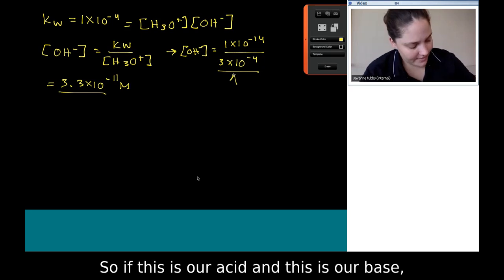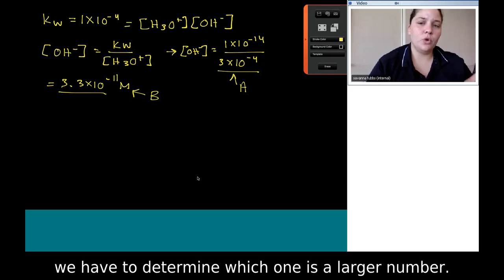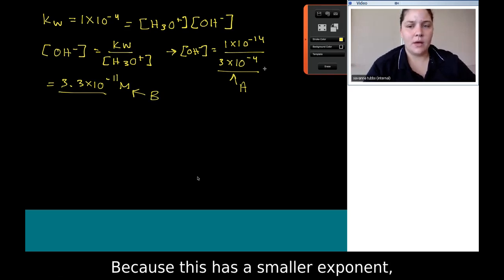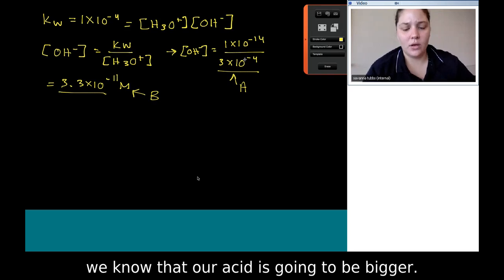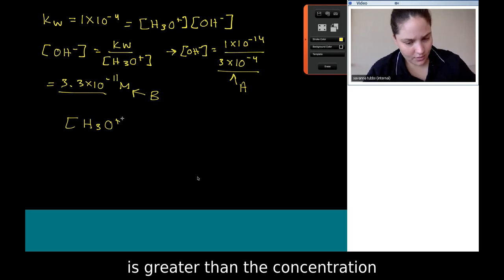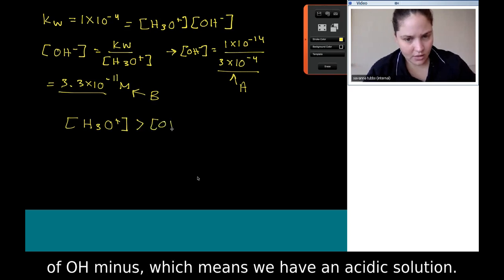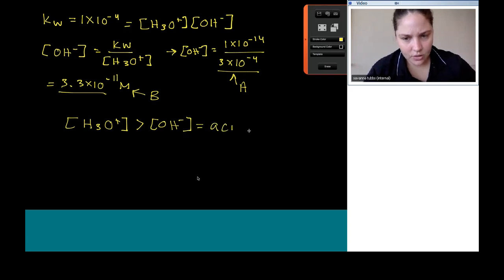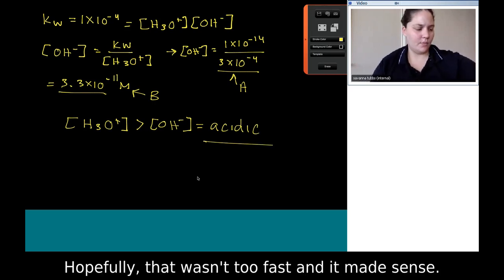So if this is our acid and this is our base, we have to determine which one is a larger number. Because this has a smaller exponent, we know that our acid is going to be bigger. So this tells us that the concentration of H3O plus is greater than the concentration of OH minus, which means we have an acidic solution. There we go. Hopefully that wasn't too fast and it made sense.